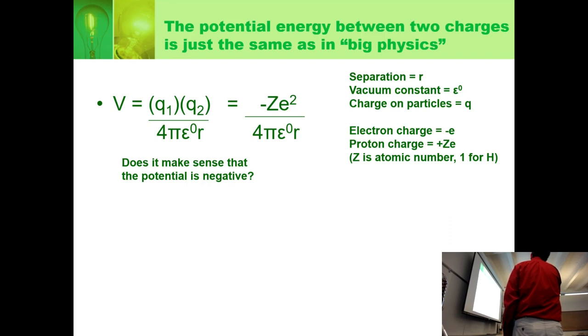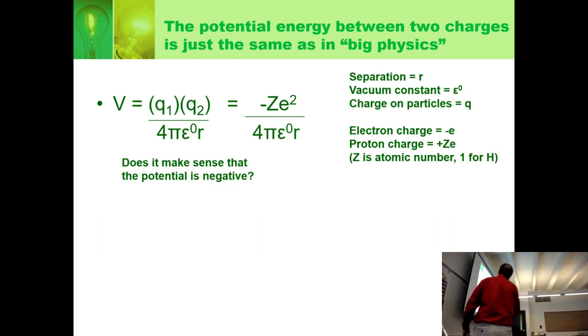And we just make the electron negative and the proton positive. If you have one proton, Z is 1, and so E equals minus E, and you end up with negative E squared on the top here. If you have a helium atom, then you have 2 protons, and you have to account for both of them. It's clearly going to be a stronger force because there's more charge, and it's quantized.